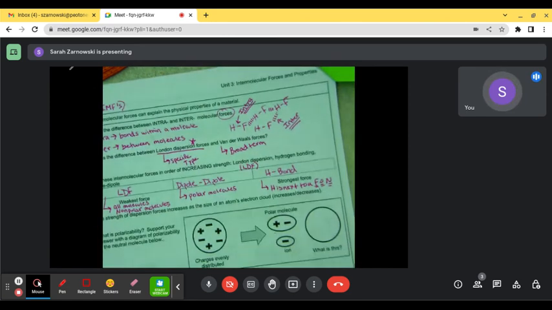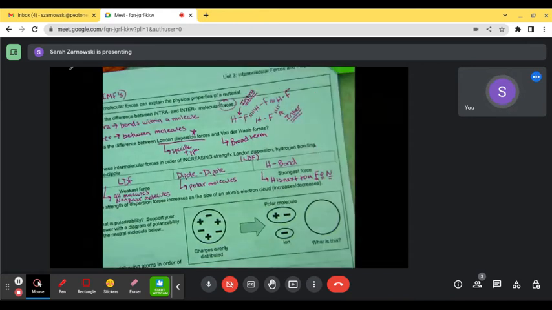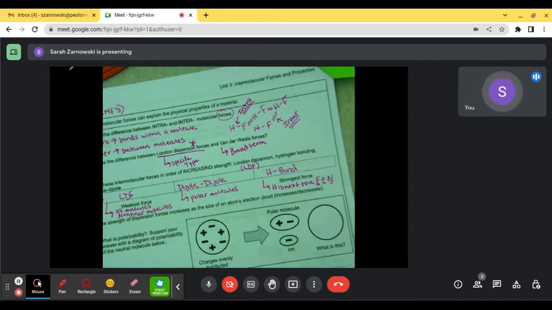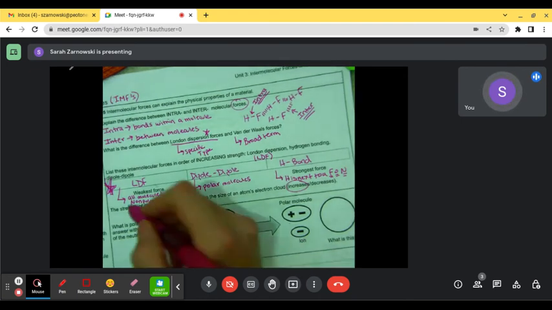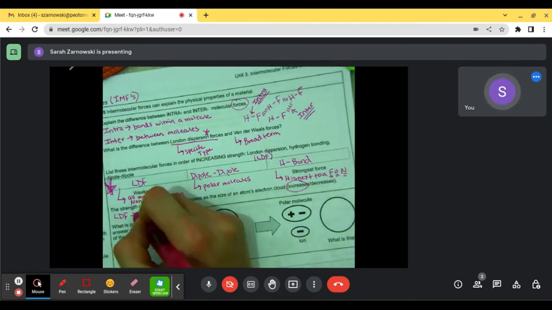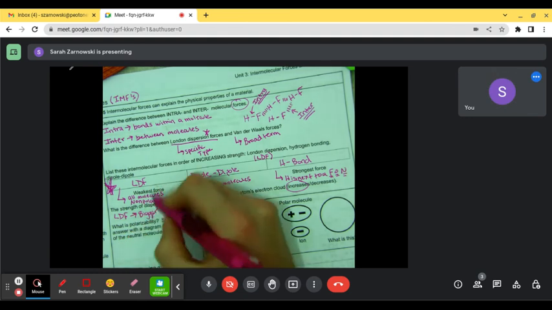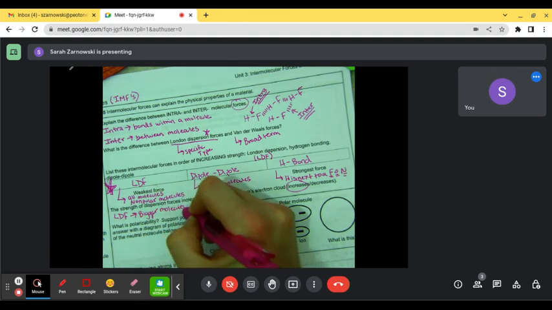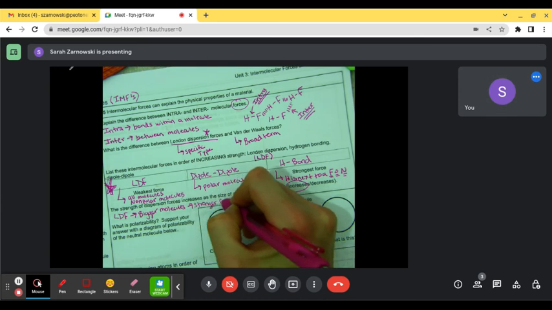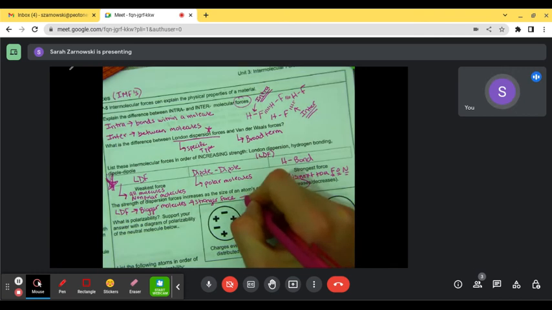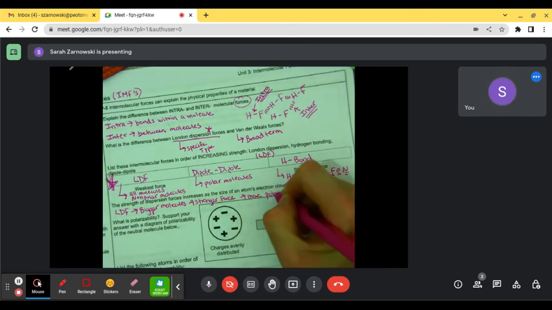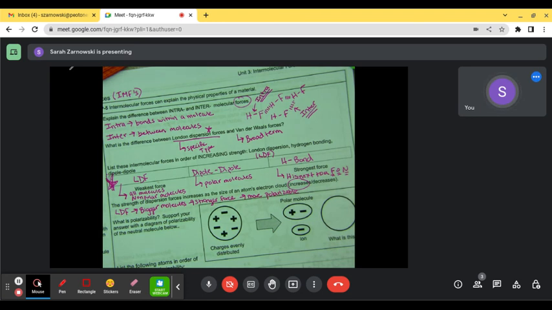The next thing: the strength of dispersion forces increases as the size of the atom's electron cloud increases. So if you have LDF, the bigger you are, the stronger the force. And what we're going to say is the force is stronger because you are more polarizable. These are keywords that you're going to have to use in this description. For this type of unit, you're going to be describing a lot, but that's okay.